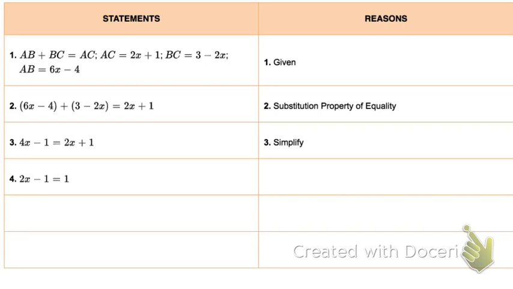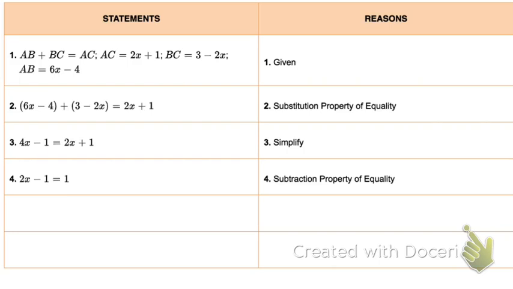Well, what did I do? I subtracted the same number from both sides of the equal sign. What property allows you to subtract the same number from both sides of the equal sign? That's the subtraction property of equality. That's why I could change it. I subtracted 2x from both sides because of the subtraction property of equality.